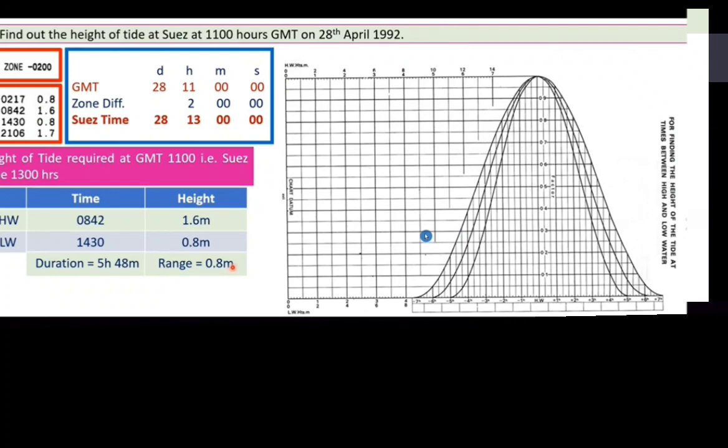No, sir. Very good, beta. Let's proceed ahead.